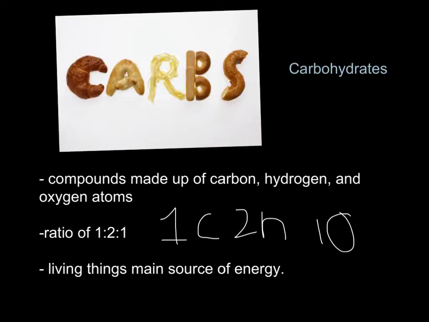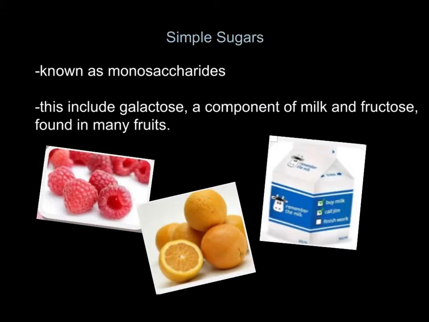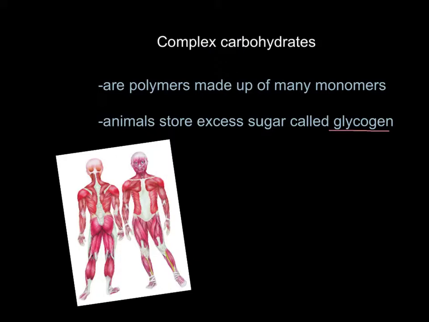Living things use them as the main source of energy. One type of carbohydrate is a simple sugar, known as monosaccharides. This includes galactose, a component of milk, and fructose, found in many fruits. Complex carbohydrates are polymers made out of many monomers. Animals store excess energy sugar called glycogen.